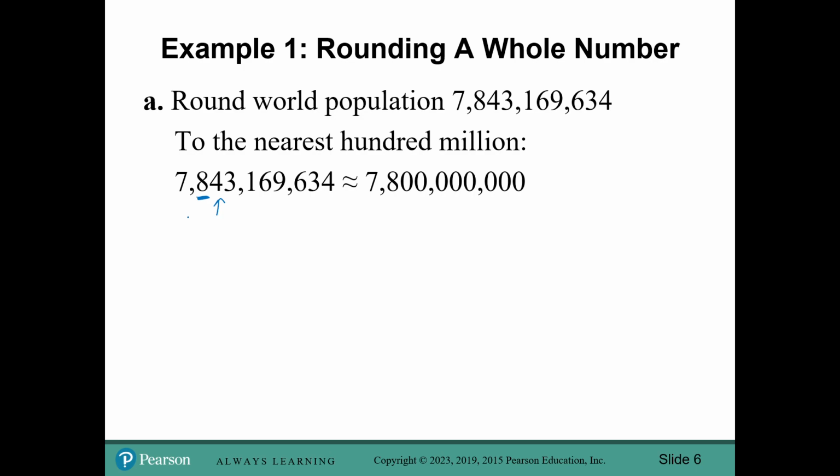Therefore, all we need to do is rewrite the numbers to the left, the 7,800,000,000, and then all of the other numbers to the right of the place we want to round to need to change to zeros. Which leaves us with an approximation of 7,800,000,000.